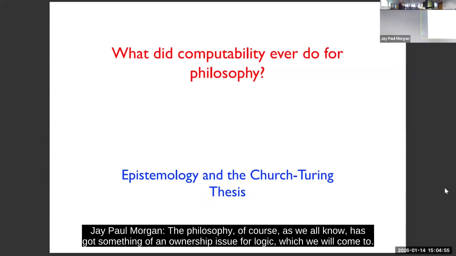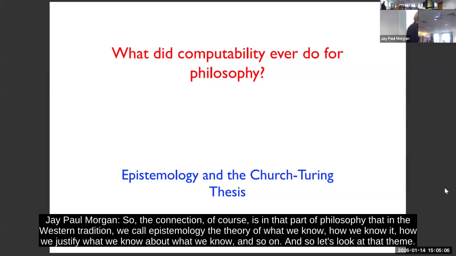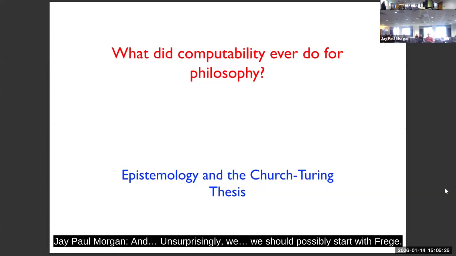What did computability theory ever do for philosophy? Philosophy, of course, as we all know, has got something of an ownership issue for logic, which we will come to. So the connection, of course, is in that part of philosophy that in the Western tradition we call epistemology, the theory of what we know, how we know it, how we justify what we know about what we know, and so on. And so let's look at that theme.